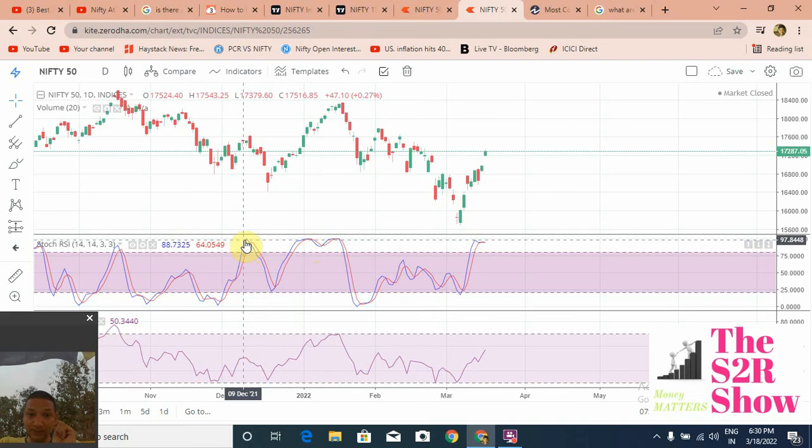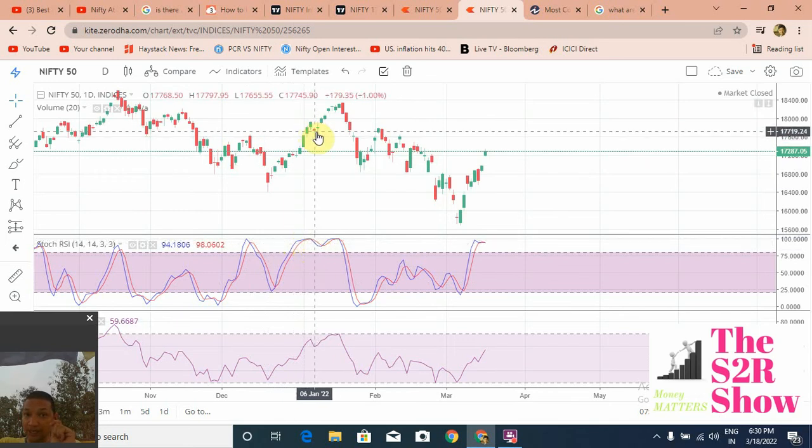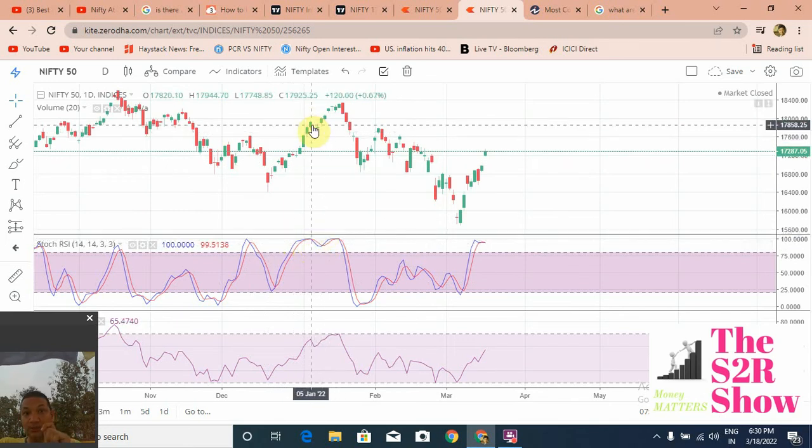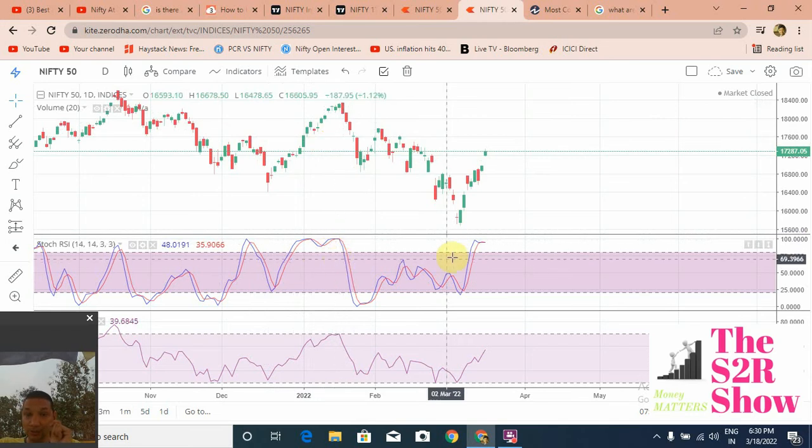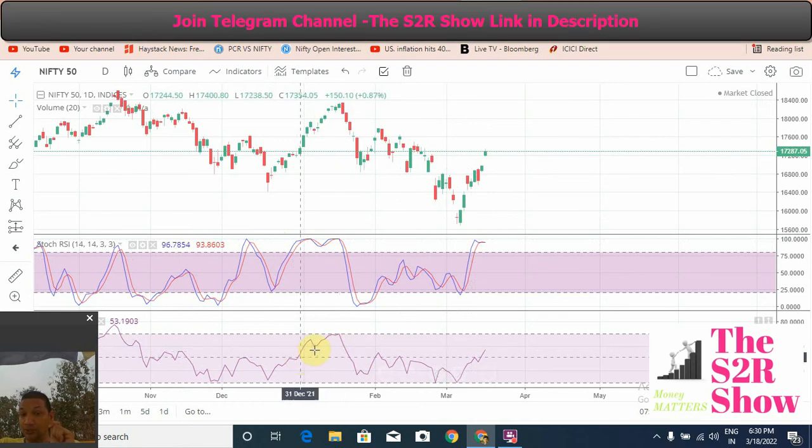You see here, this stochastic RSI touches 96, then it retraces, but here it touches 99, then retraces one negative candle, then it moves up. See, 1 2 3 4 5 6 7 green candles. So I am saying, because here also the RSI was at around 55 and it was not overbought, so still there was some room.